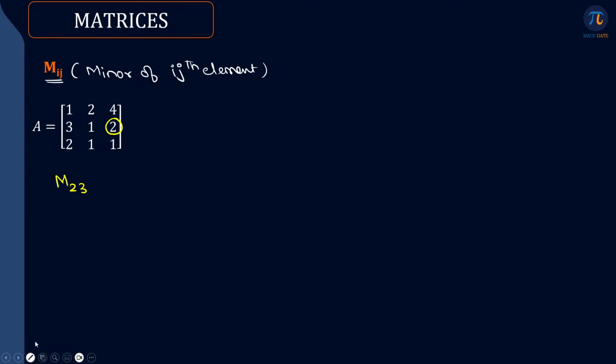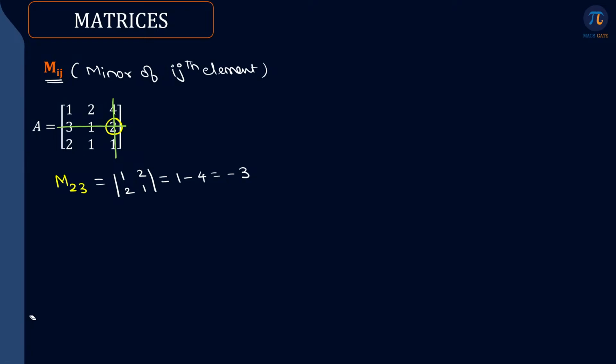So whenever you want minor of any element, remove the row and remove the column. The remaining submatrix determinant is minor. 1 2 2 1. Remaining submatrix determinant is minor. So 1 minus 4, that is minus 3.